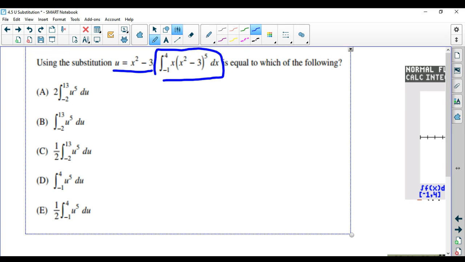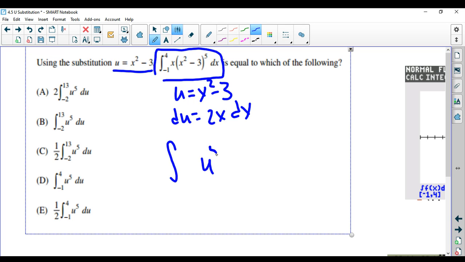What this problem forces you to do is make the use of substitution and change the limits. Remember to change the limits. So it tells us u is x squared minus 3. It doesn't really have to. That's what we would choose anyhow. du is 2x dx. So our integral would become, we have u to the fifth, and this x dx right here is du over 2.